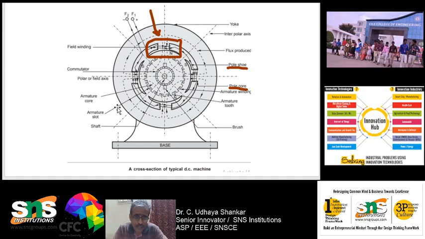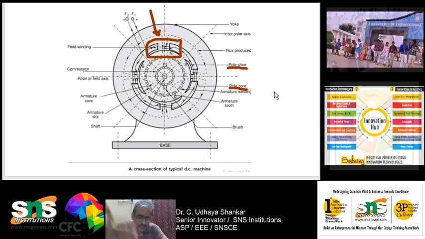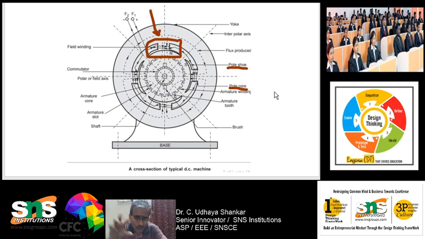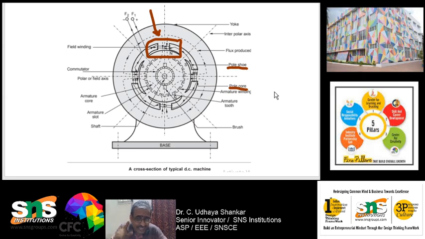And you can see that these poles are laminated. What is laminated? It is sliced and then bolted together to form a single core. Why is it sliced? Some insulation is placed in between. It is sliced in order to reduce the eddy current loss.